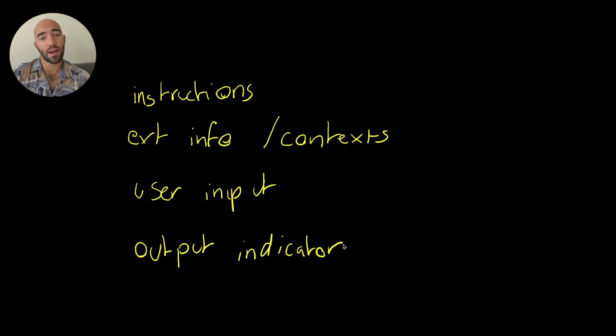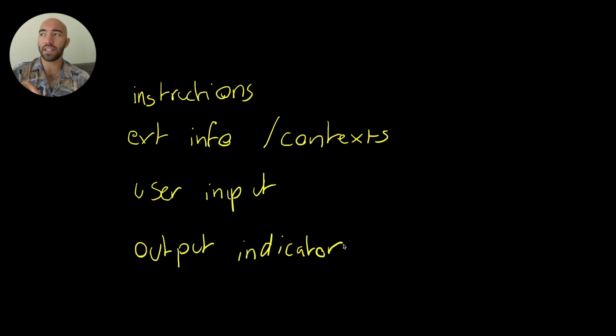Then finally we have our output indicator. This is essentially the start of what we would like the model to begin generating. So it's kind of like a way of indicating to the model, hey, okay, now it's time for you to start writing something, and I want you to start writing something based on this first little chunk of text.